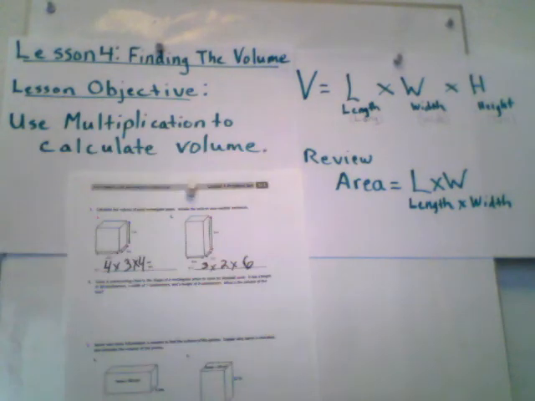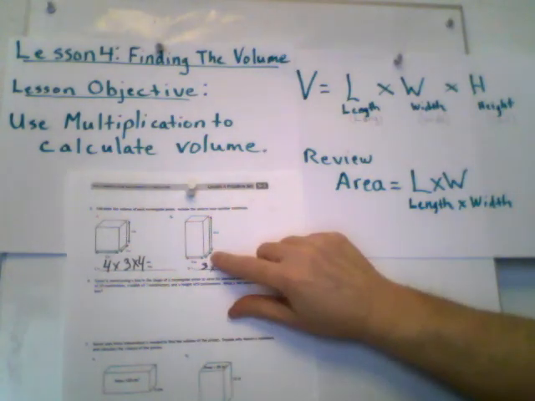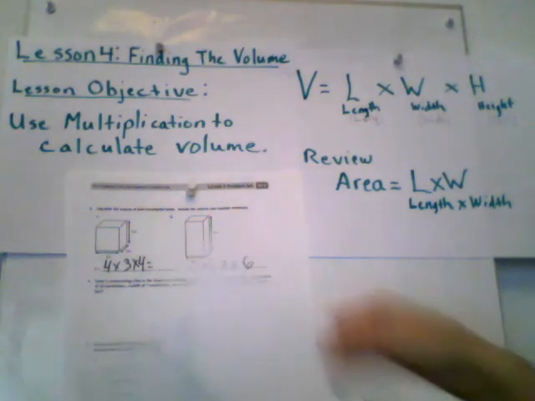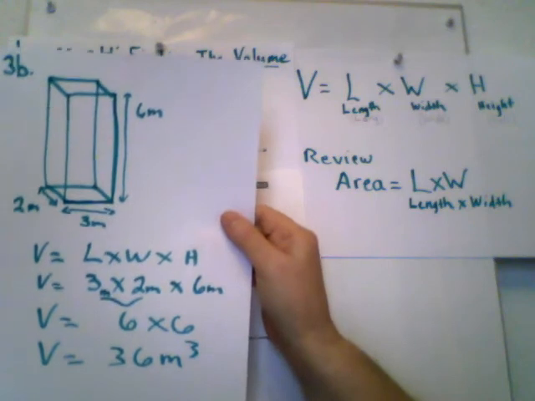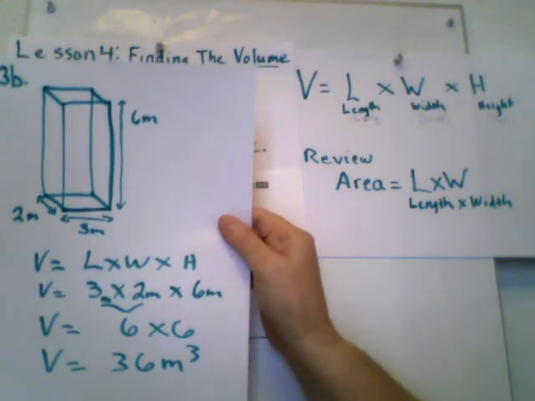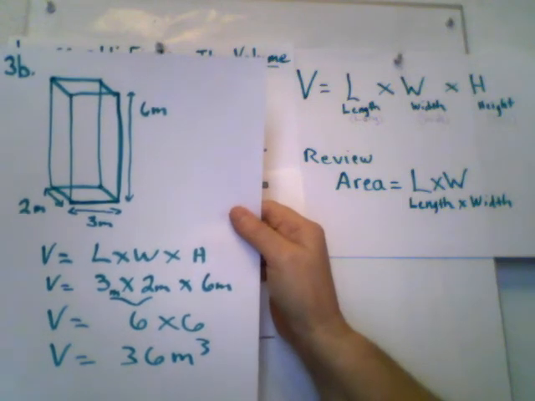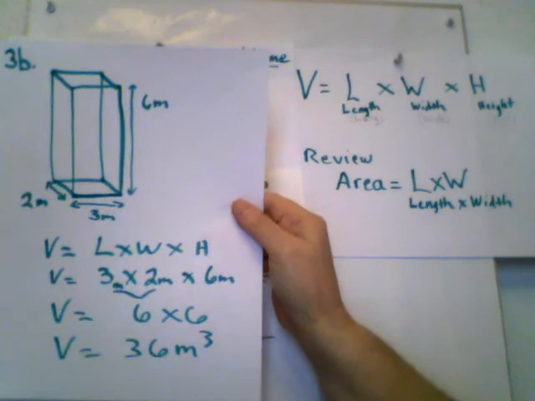The next one, 3b, has 3 as the length, 2 as the width, 6 as the height. I plug those numbers into my formula, and I have 3 times 2 times 6. I decided to do the 3 times 2, which is 6, and 6 times 6 is 36, or 36 meters cubed.